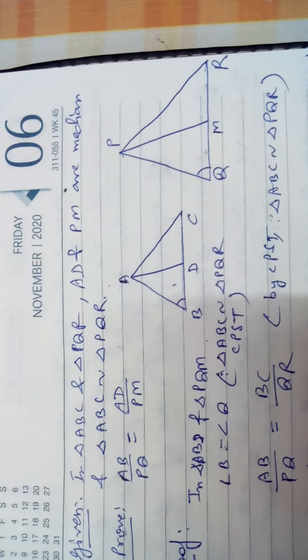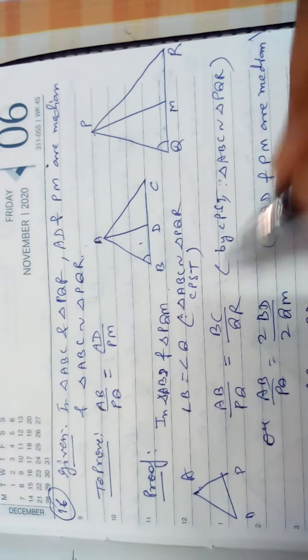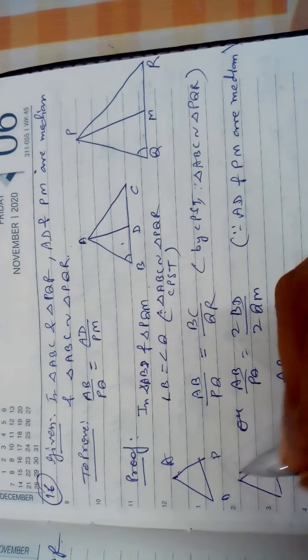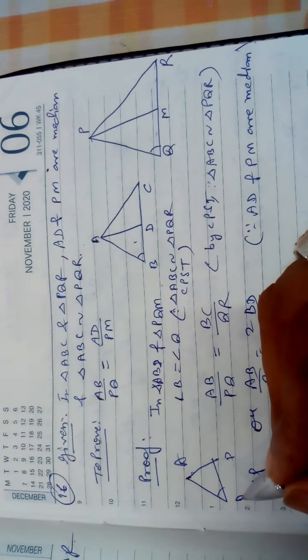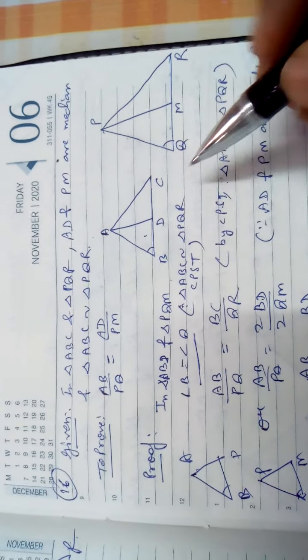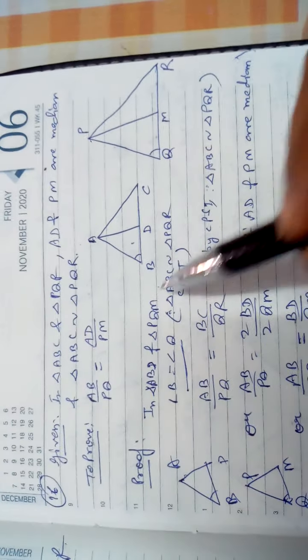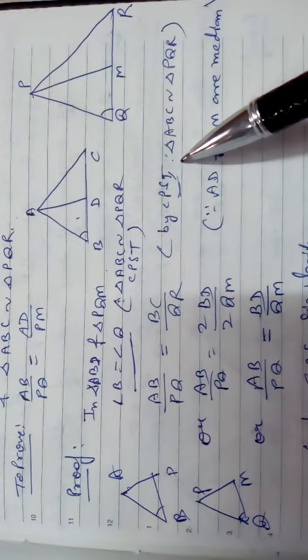In triangle ABD and triangle PQM, what is given? Angle B is equal to angle Q. Why? Because it is given that the triangles are similar. AB by PQ is equal to BC by QR. Why? Because of CPST, both the big triangles are similar, it is given. It means their sides will be proportional.